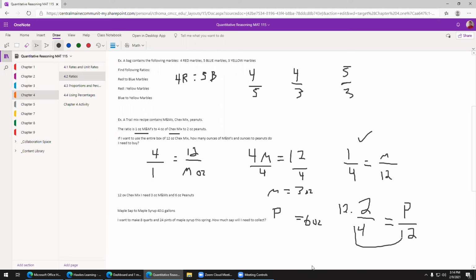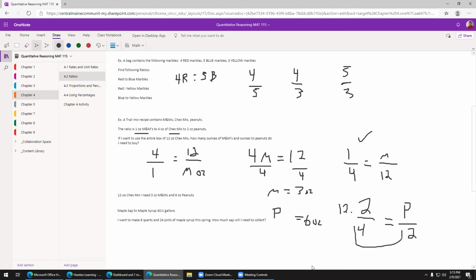That's the rough estimate. And anyone that's done this for a while will argue with me, well, it depends on the sugar content. Yes, I know, but we're a beginner math class, so we'll be beginner maple syrupers as well. All right, so we'll follow the ratio of 40:1. I want to be able to give some away at the end of the season. So I want to make 8 quarts and 24 pints of maple syrup to give away in the spring. How much sap do I need to collect?